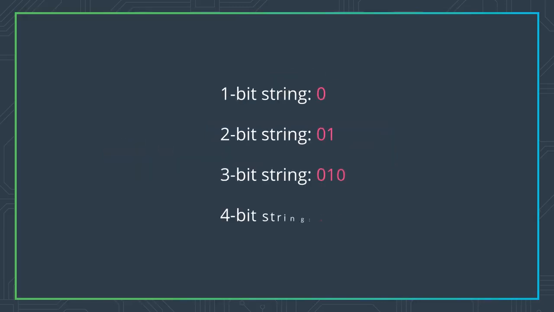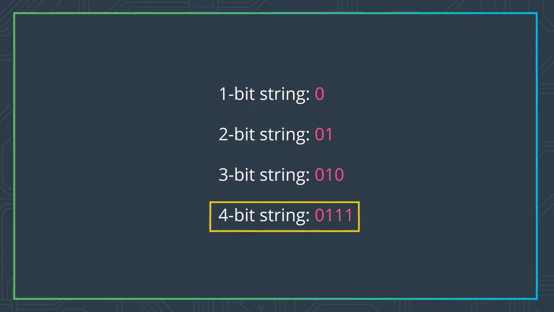Just as a reminder, bit is short for binary digit, and 1 bit can hold only a single binary value, either a 1 or a 0. And a bit string is just a group of bits. Here we see some examples of bit strings. The first is a 1-bit string, therefore it only holds 1 bit. The second is a 2-bit string, therefore it can hold 2 binary digits. In this case, it holds a 0 and 1. Similarly, the third is a 3-bit string, and so it can hold 3 bits, and so on.